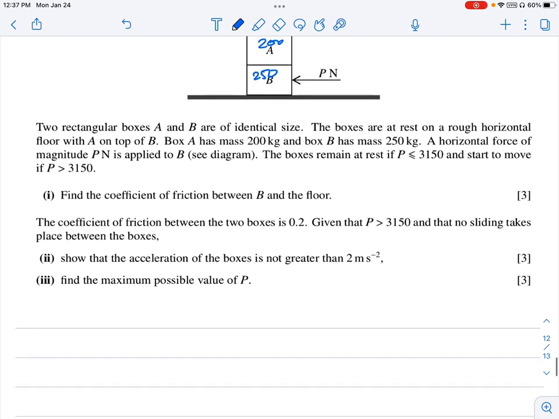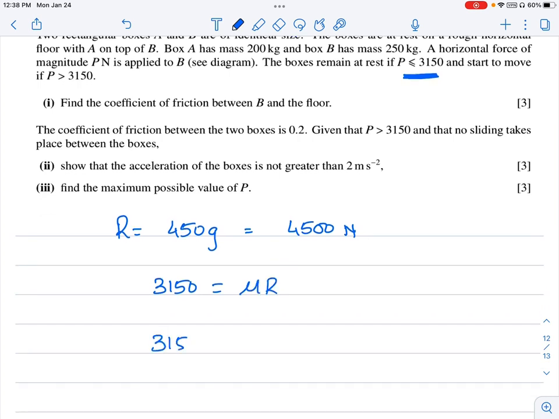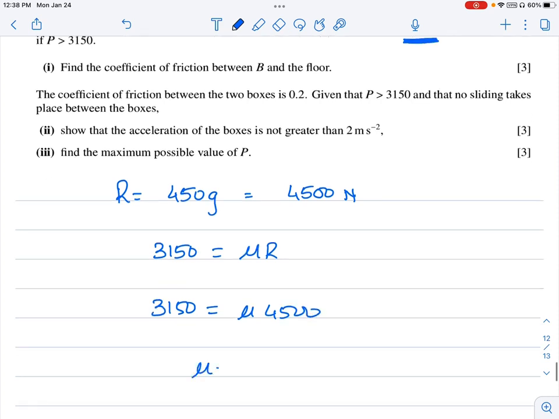So total weight acting downwards is 450 g. So my normal reaction will be equal to 450 g, which is 4500 newtons. Now the frictional force should be equal to, because the minimum frictional force is 3150, that should be the frictional force, equal to mu R. So 3150 should be equal to mu times 4500. From here, I get the value of mu as 0.7.